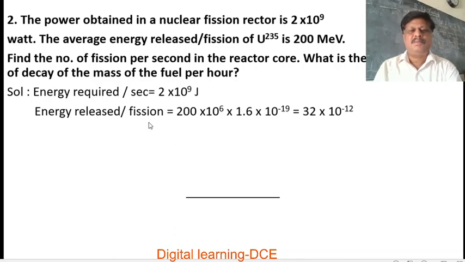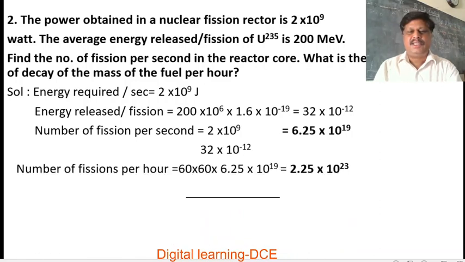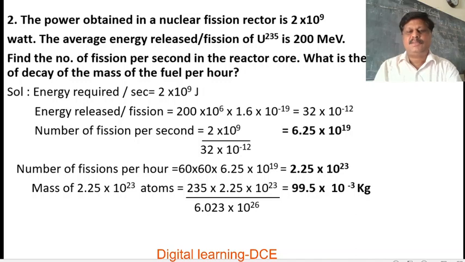Energy released per fission is 200 into 10 power 6 into 1.6 into 10 power minus 19, that is equal to 32 into 10 power minus 12 joule. The number of fission per second is equal to 2 into 10 to the power of 9 divided by this 32 into 10 power minus 12, which gives rise to 6.25 into 10 power 19. So number of fission per second is equal to 6.25 into 10 power 19.